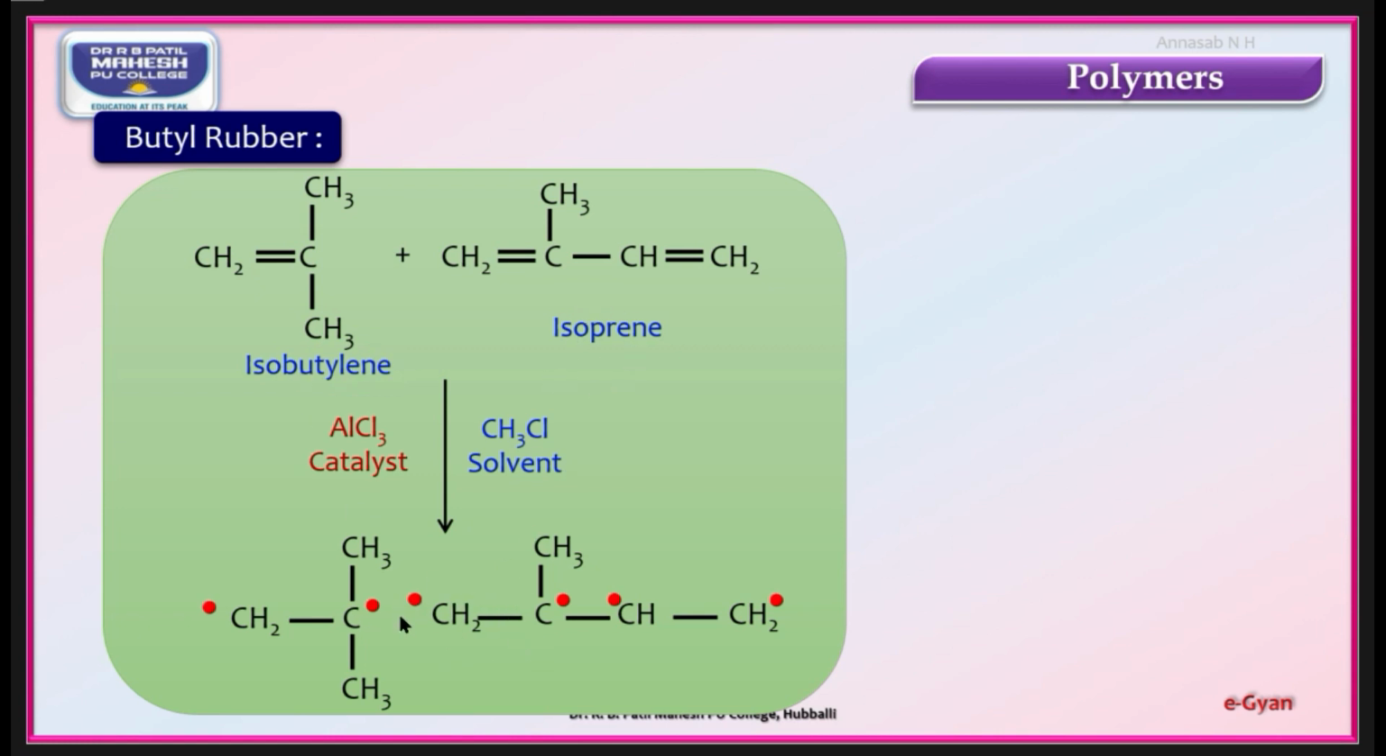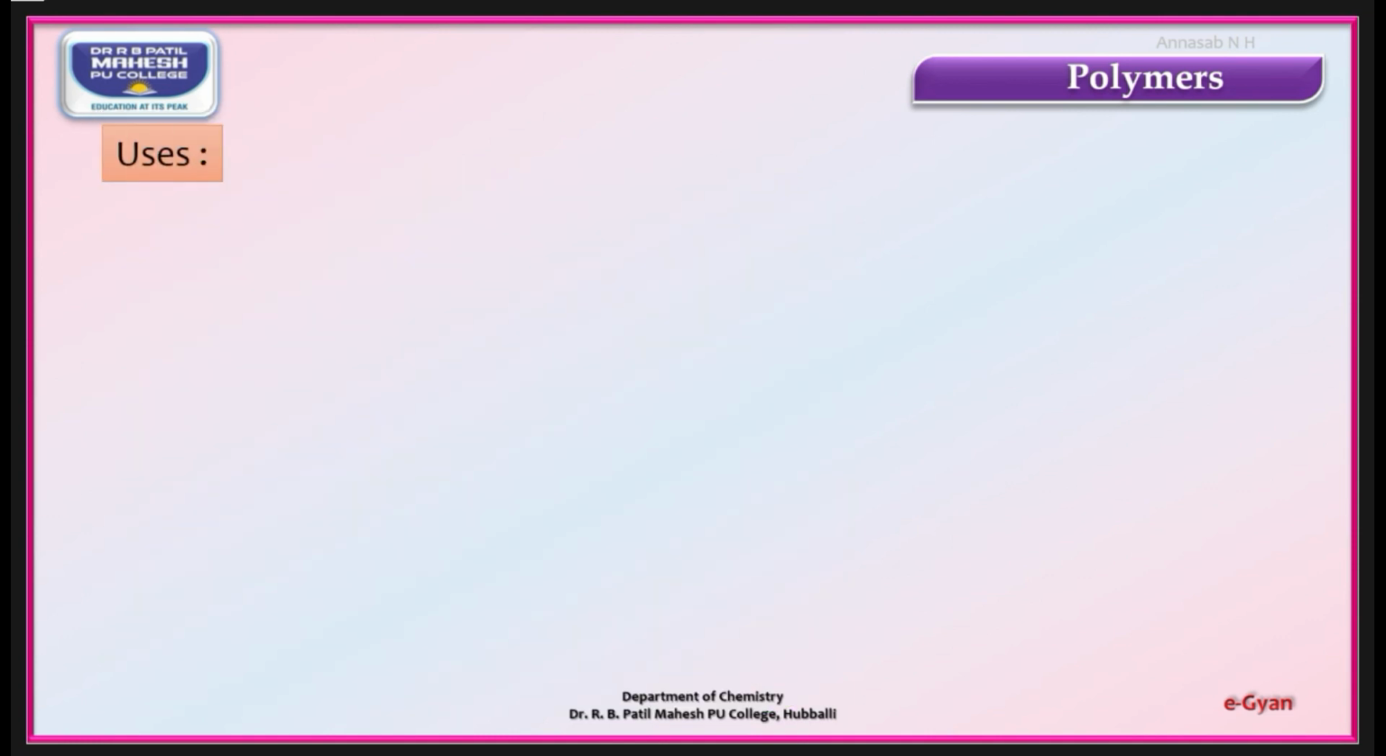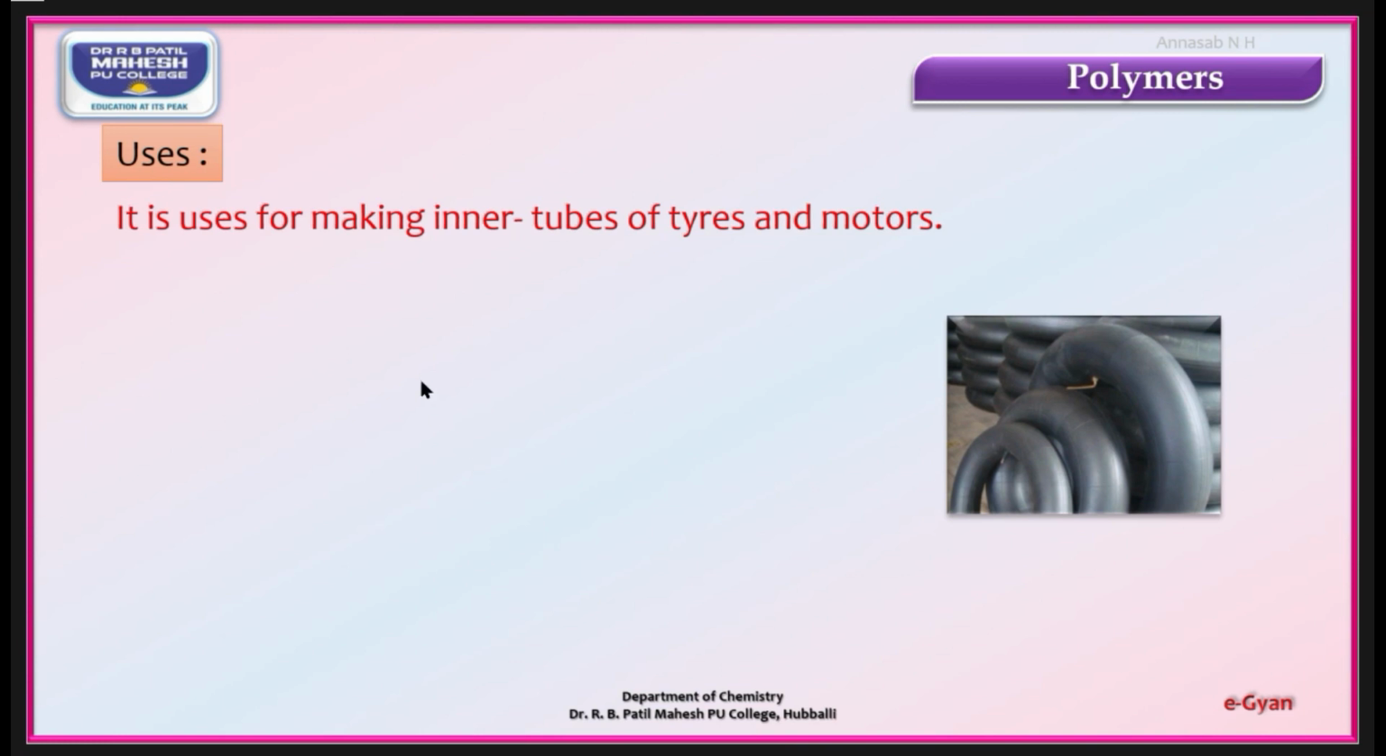A new bond is formed, and a new double bond is formed between carbon numbers 2 and 3 of the isoprene unit, and there is a formation of polymeric structure. If you have taken n times isobutylene and n times isoprene, you will be getting the repeating unit for n times, and it is known as butyl rubber. Coming to the uses of butyl rubber, it is used in making inner tubes and tires of motors.